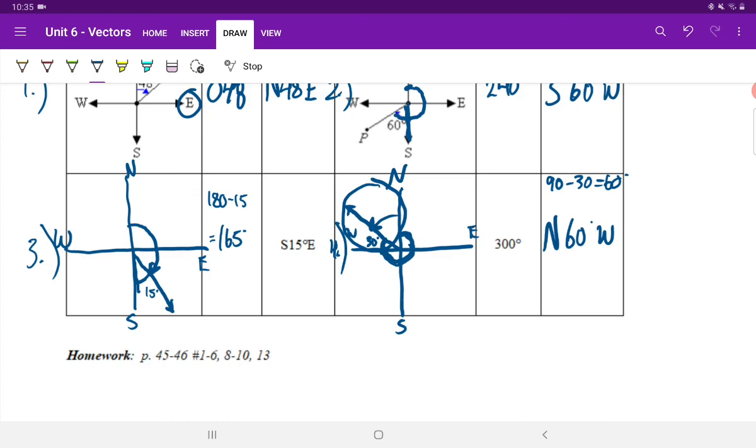That concludes our first lesson. We learned what a vector was. We learned some examples of vector quantities as well as scalar quantities. We were able to draw equivalent and opposite vectors, and we learned about quadrant bearings as well as bearing angles.